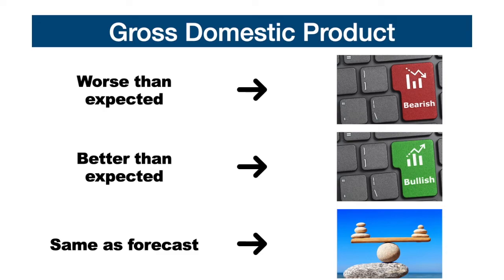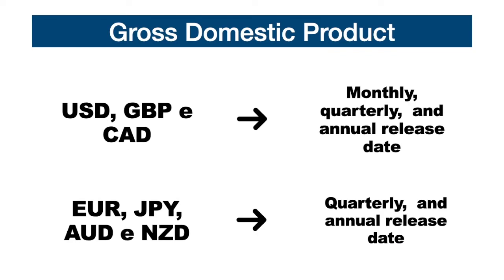If the periodic change in GDP is negative, for 2 consecutive periods, the alarm bell could start to sound, as it would be considered a signal of economic recession. GDP is calculated periodically, on a quarterly or annual basis, to measure how the economic value of local production activities change over time. GDP for the dollar, pound, and Canadian dollar has a monthly, quarterly, and annual release date.